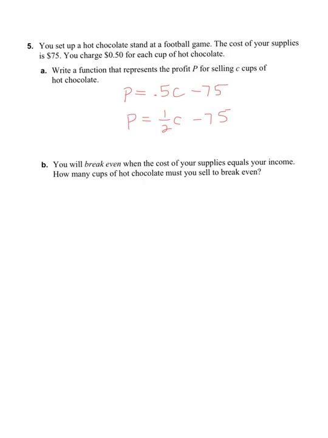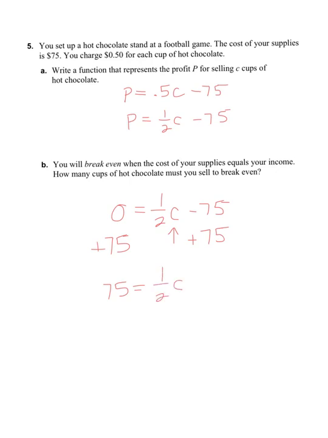You will break even when the cost of your supplies equals your income. How many cups of chocolate do you have to make in order to break even? So basically, they want to know when P is going to be 0. 0 is equal to 1/2 C minus 75. So what we need to do is solve for C. How do we get rid of this negative 75? We're going to add 75 to both sides. So now I have 75 is equal to 1/2 C.